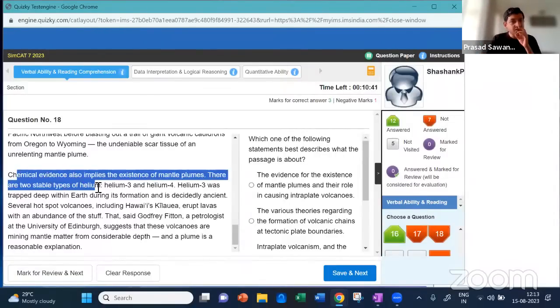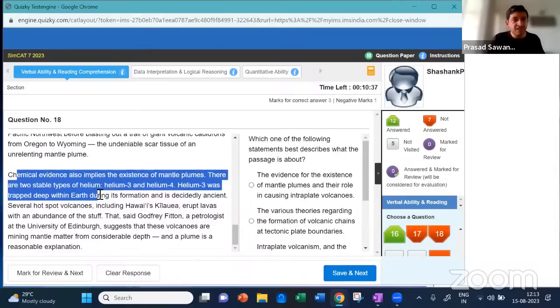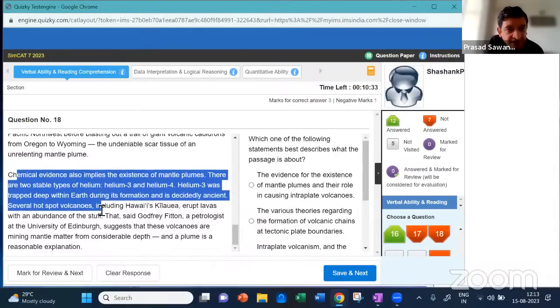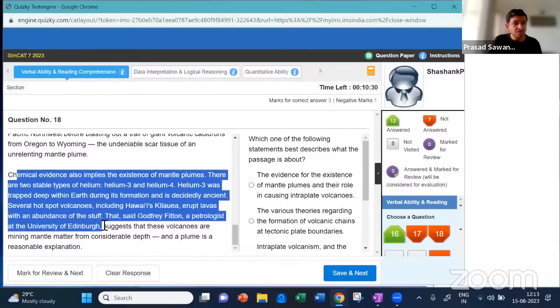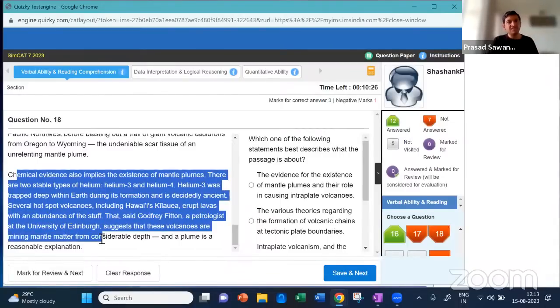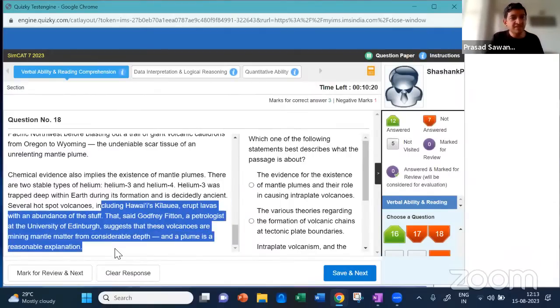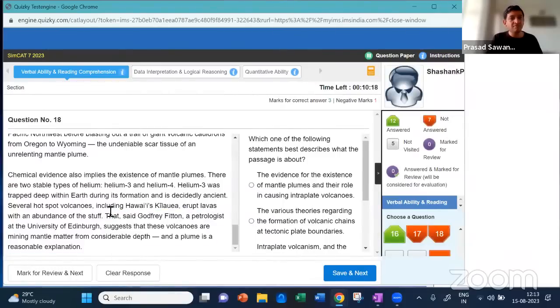Chemical evidence also implies the existence of mantle plumes. So we are talking about mantle plumes in general now. Okay. Two types of helium, 3 and 4. 3 was trapped deep during formation and is decidedly ancient. Okay, so volcano is थोड़ा कोर के अंदर आता है, mantle plumes जो भी है मतलब earth formation के अंदर है, and helium 3 is something that is visible. That is why we are saying that we are talking about mantle matter from considerable depth. So surface, mantle, core, 3 layers हैं it seems.